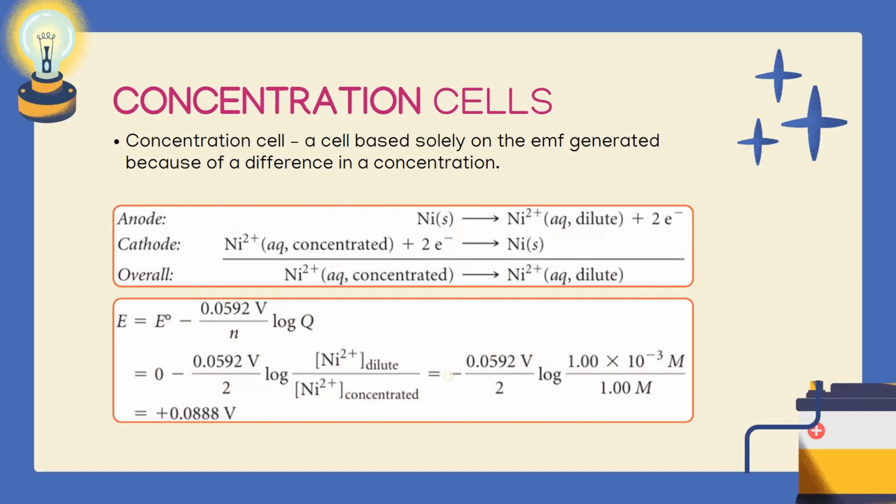In this equation, the E represents the cell potential, the E naught is the standard cell potential, and Q is the reaction quotient. And by applying the Nernst equation to this nickel concentration cell, we find an EMF of positive 0.0888 volts at 298 Kelvin. And this demonstrates the impact of concentration gradients on our cell potential.